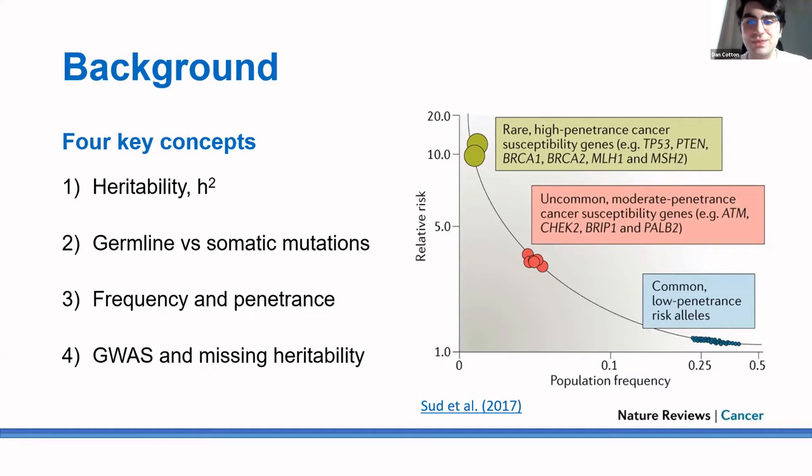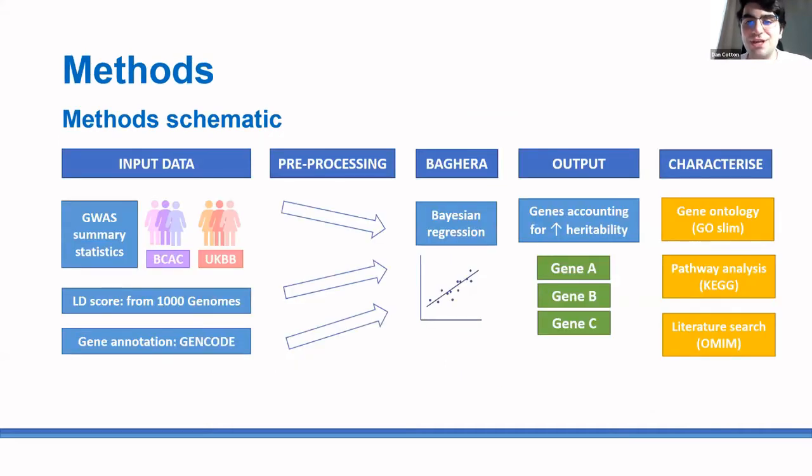Next slide, please. So how do we design a study to address this need? Let's talk through it with a schematic of the method, starting with our input data. We took GWAS summary statistics from 2 cohorts that investigated breast cancer, the Breast Cancer Association Consortium and the UK Biobank. For the SNPs in these datasets, we added LD scores and annotated them to genes.